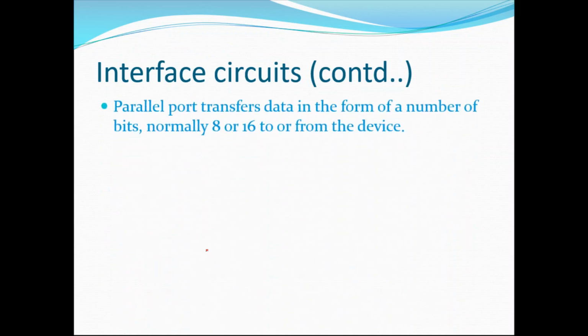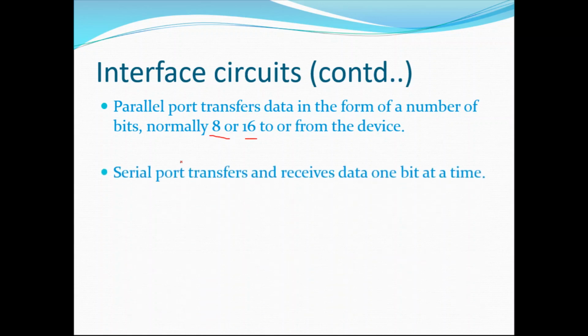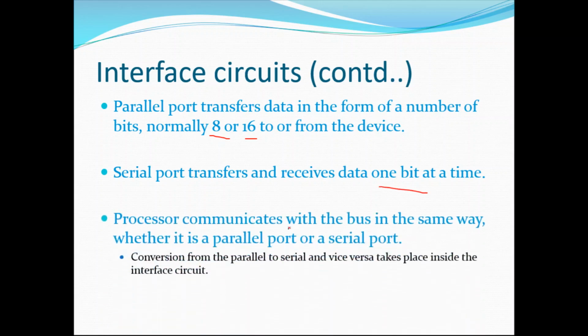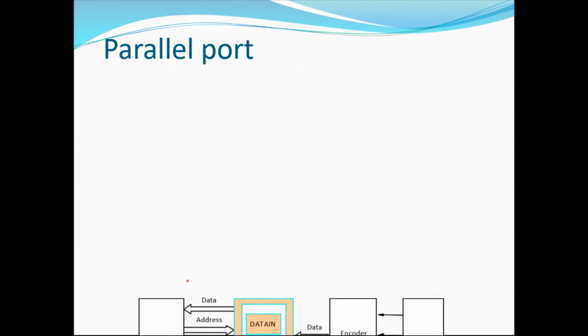Parallel ports can transfer and receive data as 8 bits or 16 bits at a time. A serial port can transfer and receive data only 1 bit at a time. The processor communicates with the bus in the same way, whether it is a parallel port or a serial port. So conversion from parallel to serial and serial to parallel takes place inside the interface circuit.